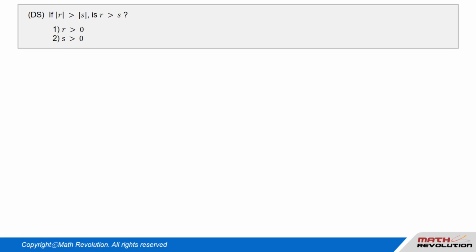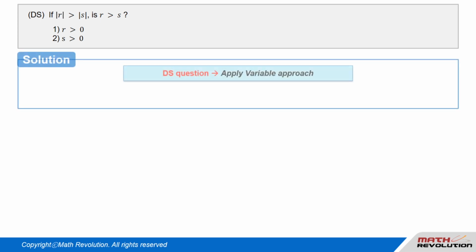Question. DS. If |R| > |S|, is R greater than S? Condition 1. R is greater than 0. Condition 2. S is greater than 0. Solution. Let's solve this DS question using the variable approach.